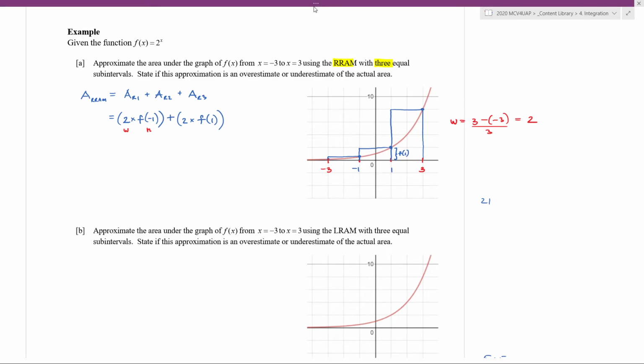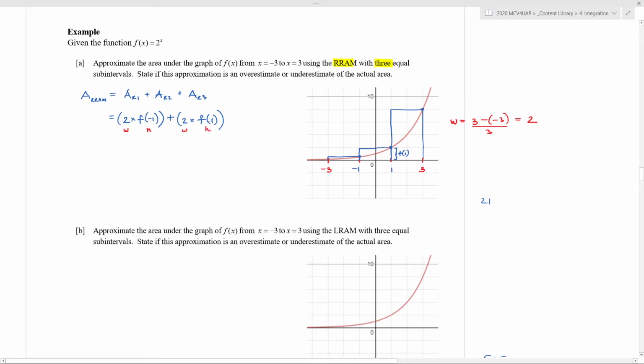Again, this was the width, this was the height. Plus the area of the third rectangle, which is the width of 2 multiplied by the height. This height is f at 3. Again, the 2 is the width, and this is the height of the third rectangle.